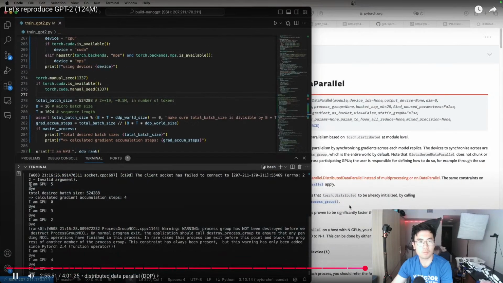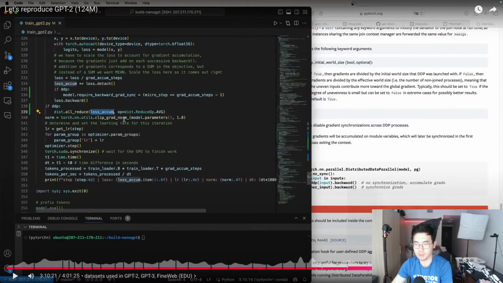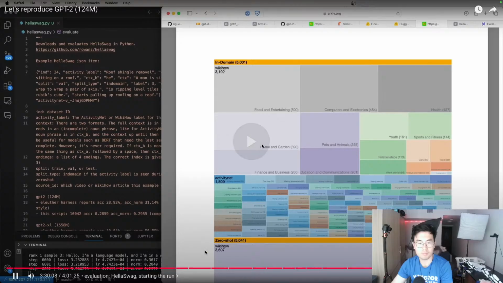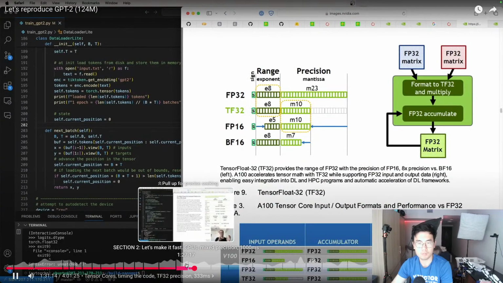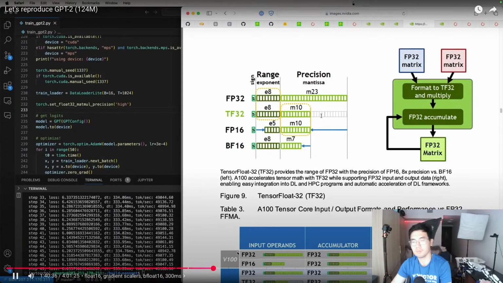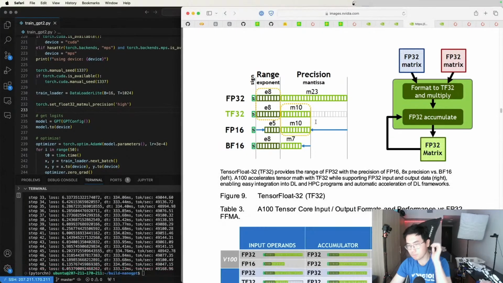And then it printed, so process 5 basically got here first. TF32 is even more aggressive in cropping off the precision, the mantissa of this float.